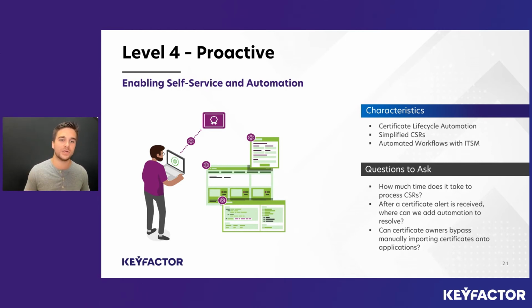After a certificate alert is received, where can we add more automation to resolve this? So, how can we proactively look into whether we need to set up an automated renewal for this particular certificate? And the last one is, can certificate owners bypass manually importing certificates into their application? This is where we're talking about the automated inventory approach, where we're constantly pulling and making sure you always have a continuously up-to-date inventory of all your certificates. So level 4 is really at a good spot. You're very proactive. You've got your lifecycle automation in place.